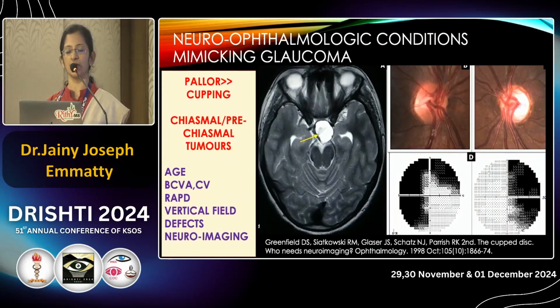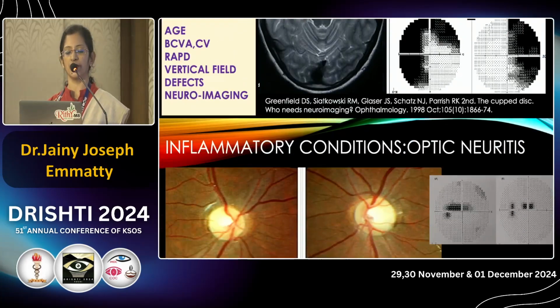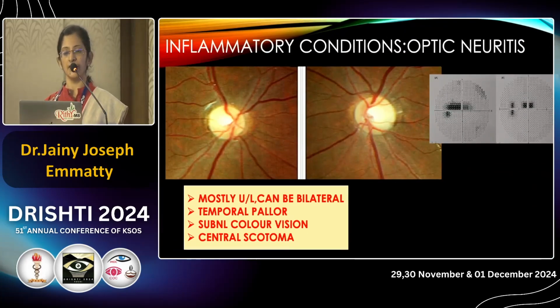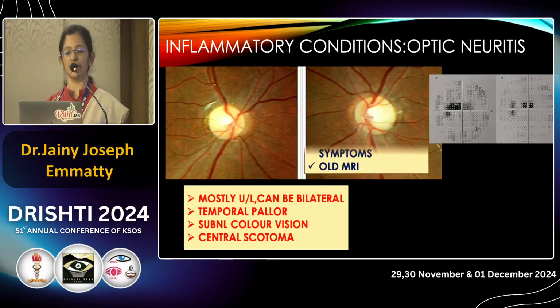Neuro-ophthalmological conditions, as we already discussed: the chiasmal and pre-chiasmal tumors can mimic glaucoma, but the pallor will be more than the cupping, and there comes the importance of our Greenfield criteria, while we assess the age, visual acuity, RAPD, and the vertical field defects. Inflammatory conditions, even though in the acute stage they will not confuse us, later when the patient comes with temporal pallor, it may be confused with glaucoma, but the subnormal color vision, visual acuity problems, and the central scotoma will help us differentiate those conditions.